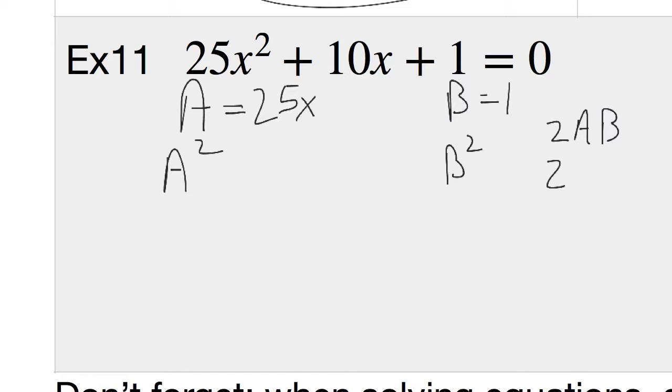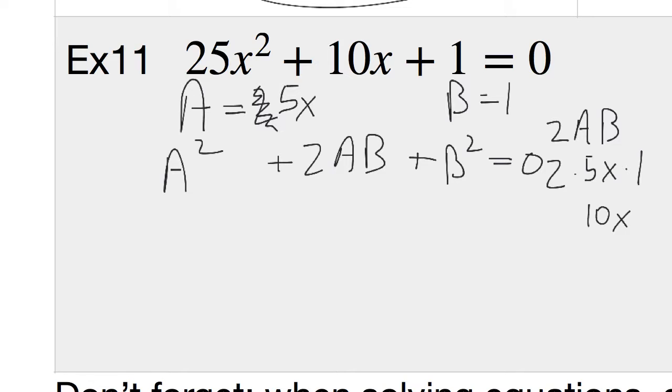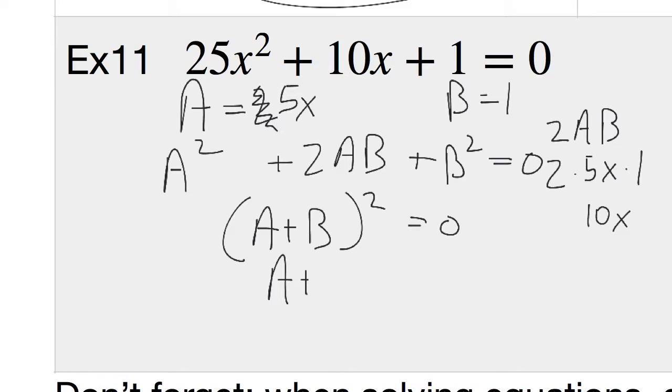I wonder if the 2ab term will be 10x. Let's see, 2 times 5x times 1. Yep, that is going to be 10x. So this is 2ab equals 0. This whole equation is a squared plus 2ab plus b squared equals 0. So I can say that this is a plus b squared equals 0. What squared is equal to 0? Well, that original thing, a plus b, has got to equal 0.